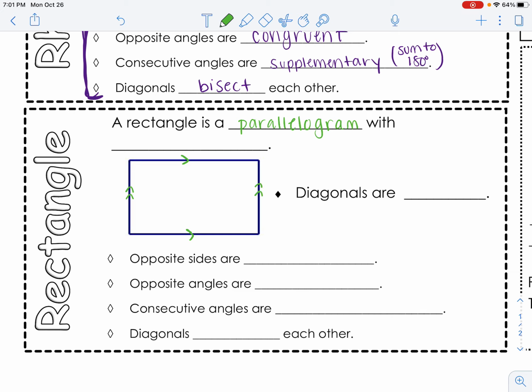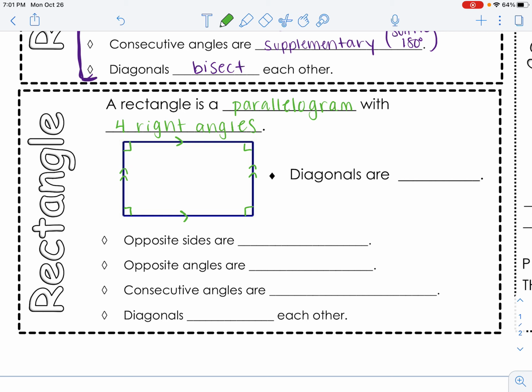Now, what makes the rectangle different than a normal parallelogram? What makes it special is that a rectangle is a parallelogram with 4 right angles. So we know in a rectangle that all 4 angles are 90 degrees. Now, another cool property about a rectangle is that the rectangle's diagonals are congruent.